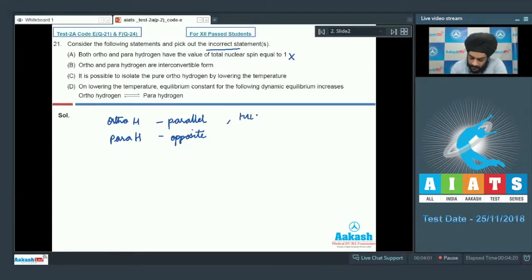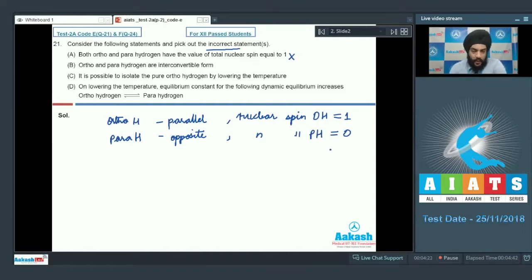So nuclear spin of ortho hydrogen is equal to 1. Whereas if we talk about the nuclear spin of para hydrogen, it shall be equal to 0. So they'll cancel out each other and the net result will be equal to 0.